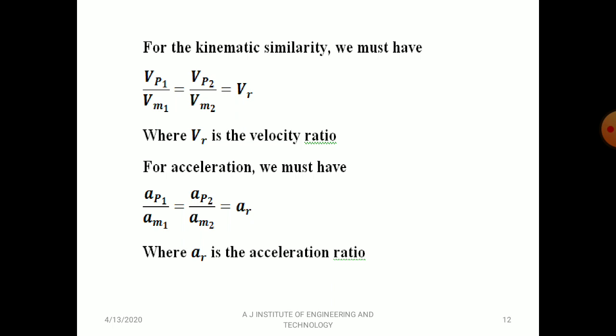So AP2 divided by AM2, that is acceleration at point 2 in prototype to acceleration at point 2 in model, should be equal to the acceleration ratio, AR. That is the acceleration ratio. But here you have to remember, in kinematic similarity, not only the magnitude of velocity and acceleration, but also the direction of velocity and acceleration should be parallel or the same, because velocity and acceleration are vector quantities.